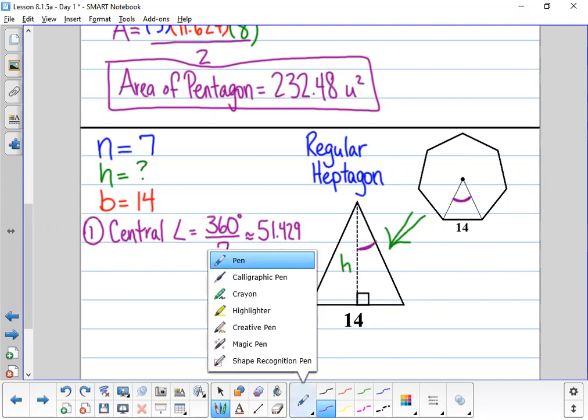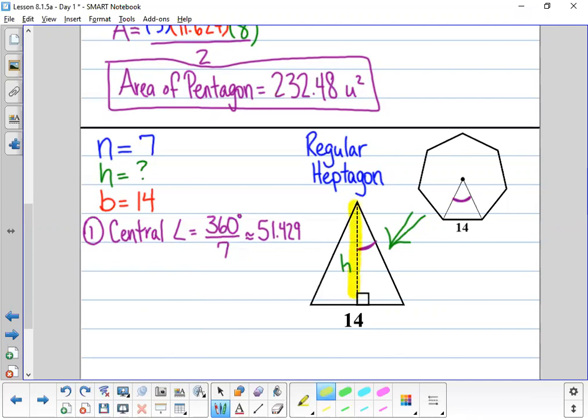I want to find that angle because that angle is going to be the reference angle for this right triangle that I just highlighted here. So now that I know 51.429, now I'm going to cut it in half so that my theta, my reference angle, will be 25.714. All right, so that is this angle right here, 25.714 degrees.